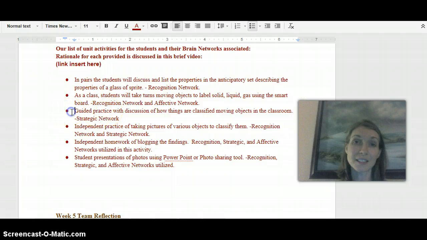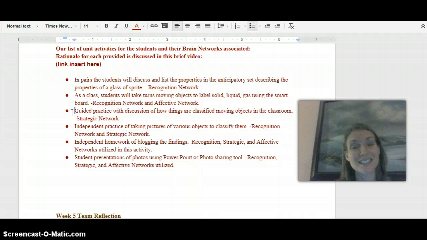The third activity is guided practice, and here they'll be discussing how things are classified, again through smaller groups, and moving objects around in the room. So this is more of a strategic network. Some of the objects could be classified in 2 or 3 of the categories for properties of matter. So the teacher would be walking around the room guiding them as they practice the various properties of matter. Then we'll move into independent practice.